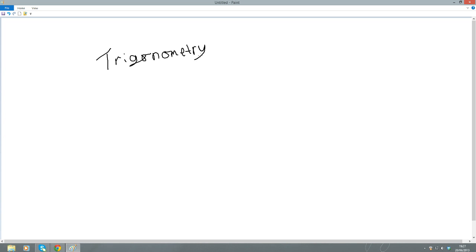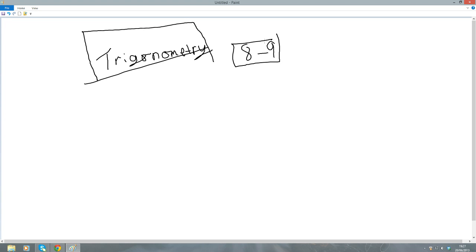Just like that. Now, trigonometry is a level 8 standard, depending on the question, sometimes going into level 9. There are three basic formulas that you need to remember for this. They're named as sin, cos, tan. You'll also find these buttons on a scientific calculator.